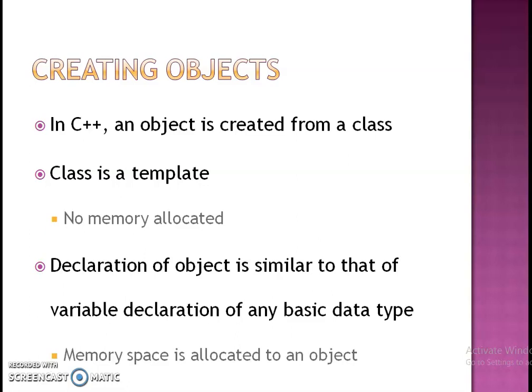Whenever we are creating the object, memory is allocated for the object. So when we create a class, no memory is allocated for the class, but whenever we create the object, memory is allocated for the object.